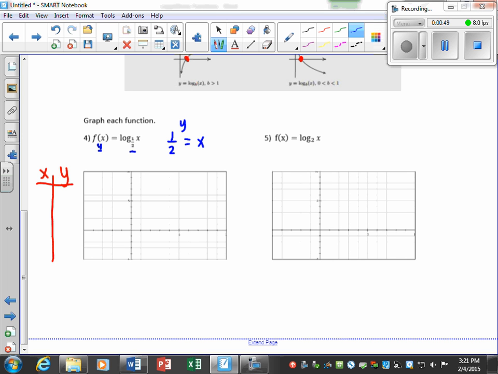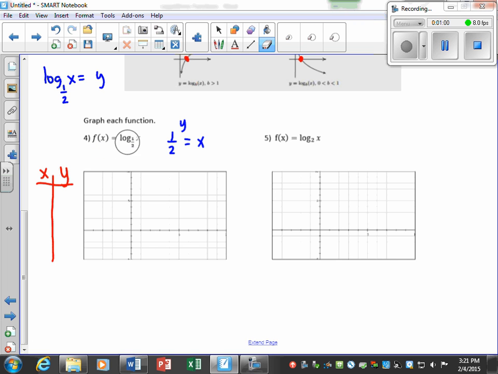And let me rewrite this. Log base 1/2 of x is equal to, remember, f of x means the same thing as y. So if I put that over here, then all I did was rewrite this function. I swapped sides and then put y so that you can see the familiarity. This raised to this equals this. And that's exactly what I have here.